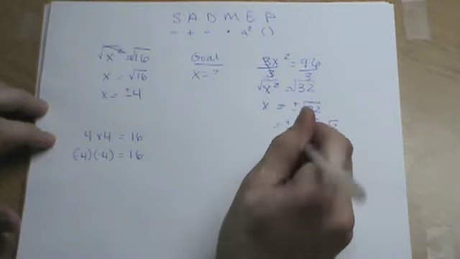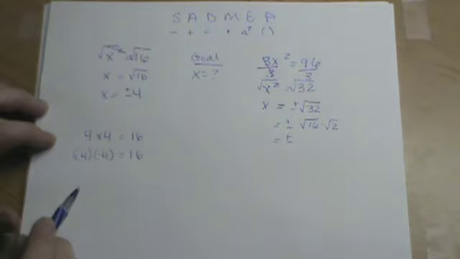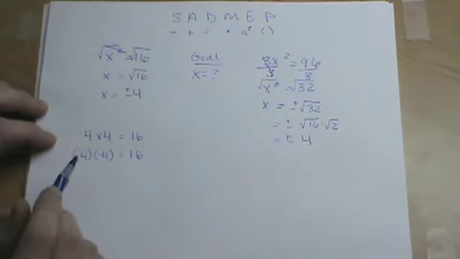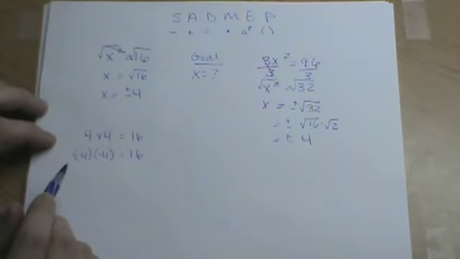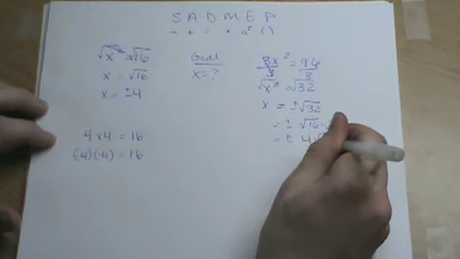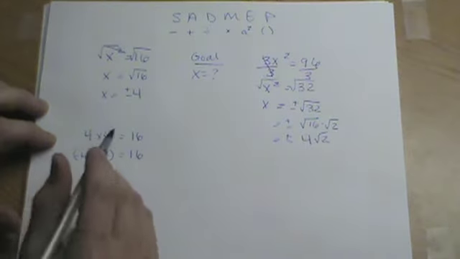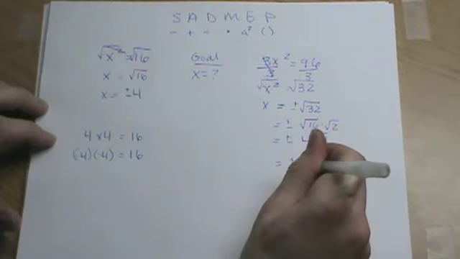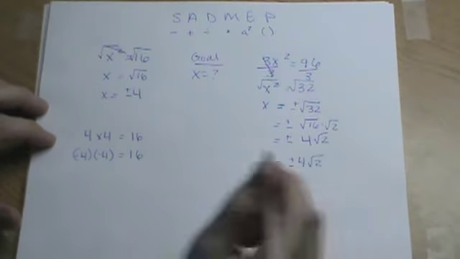I'm keeping my plus or minus. What's the square root of 16? Well, thankfully it's a perfect square. Square root of 16 is 4. And the square root of 2, can you do anything with that? No, not really, so I'm just going to keep it right there. And that's all there is to it. Our answer, I'm going to write a little bit more clearly, is plus or minus 4 square roots of 2.